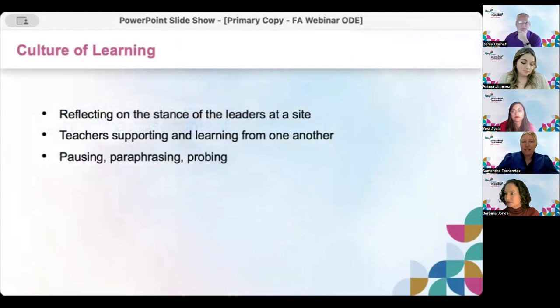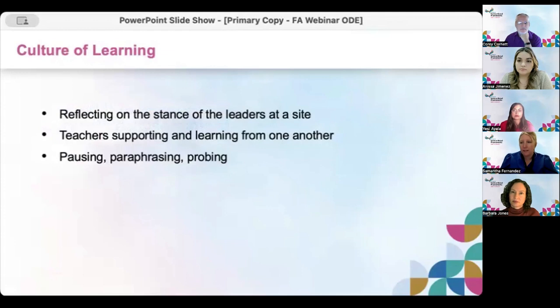So reflecting on the stance of the leaders at a site is critical when we think about creating a culture of learning. So shifting away from leading with an expert stance, where the focus is more on getting it right and evaluative, stepping away from that can really support teachers to try and put new formative assessment processes into practice and to put new literacy practices into their practice.